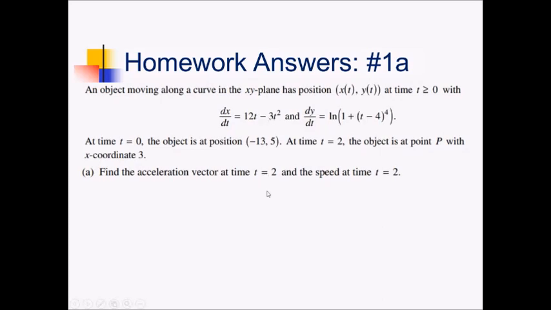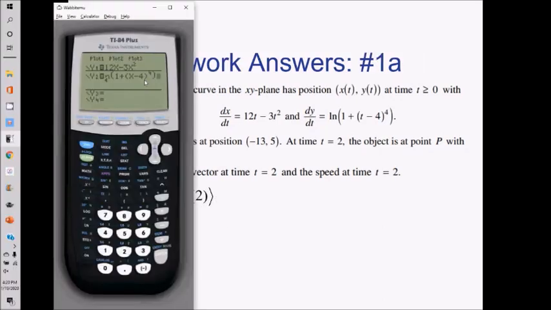But since this is a calculator problem and they just want the acceleration vector at a specific time, we just need to take the derivative at 2 of x prime and y prime. So we need x double prime of 2 and y double prime of 2. Let's go ahead and do that on the calculator. So I'm going to start by entering these two functions as y1 and y2. So y1 is x prime and y2 is y prime. And now I'm going to quit to the main screen and actually take those derivatives.